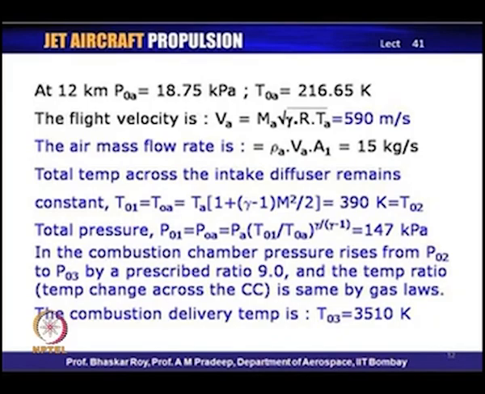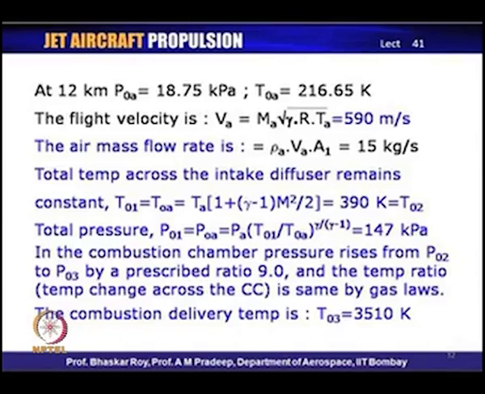What is stated here is at 12 kilometers, it is flying at Mach 2, and hence the total pressure and temperature can be computed, and we get that as 18.75 kilopascals and temperature as 216.65 K. The flight velocity for the given Mach number would be 590 meters per second. The corresponding air mass flow using this flight velocity and given the air density at the prescribed altitude and the air intake area would be 15 kilograms per second.